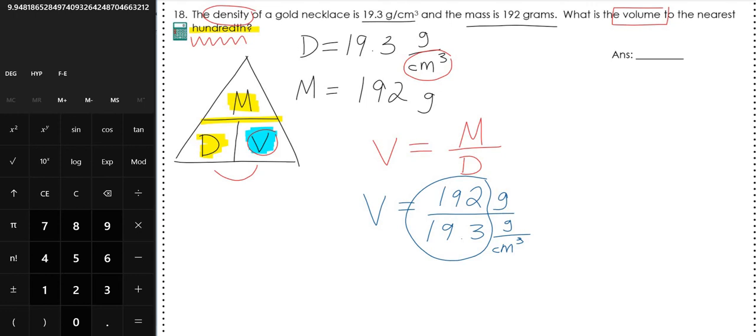And the way that you decide is you look next door to your right. 8 is above 5. So it's going to tell you to round your 4 up 1 unit to 5. So our final answer is going to be 9.95 centimeters cubed. That's our volume. And that's how you use the density triangle. Let's go on to the next question.